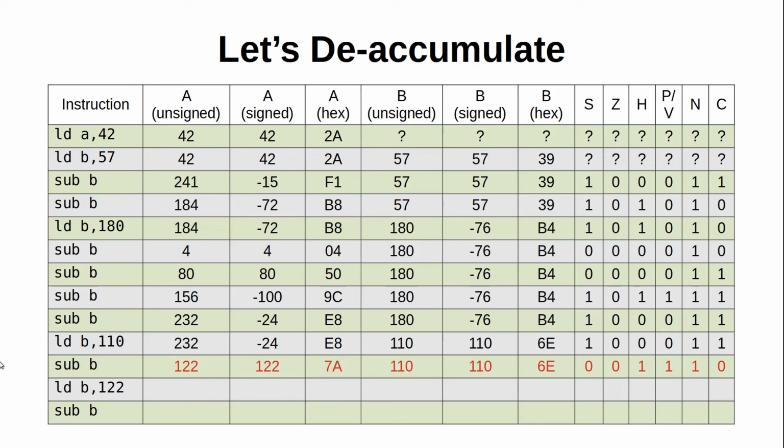We have just one more value to load into B, 122. Now we have 122s across the board, unsigned and signed. So of course, we need to end with one more subtraction. And now A is back down to 0. This will finally set the z-bit and nothing else besides the n-bit, which indeed stayed set the whole time.